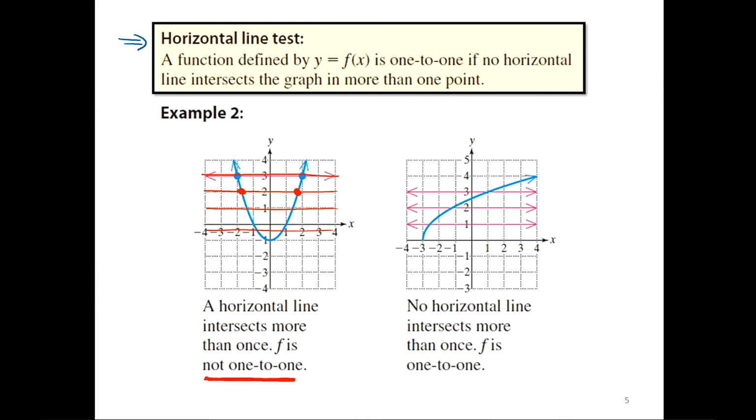Look at another graph. We have many horizontal lines, but each horizontal line has an intersection at 1 point with the graph. So this is a one-to-one function. This is another method to check whether f of x is one-to-one or not, by the horizontal line test. Any question about this test also? Any question?